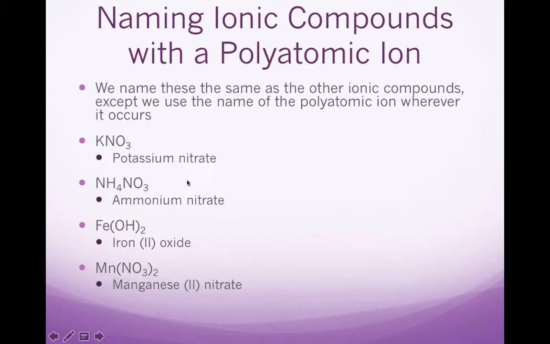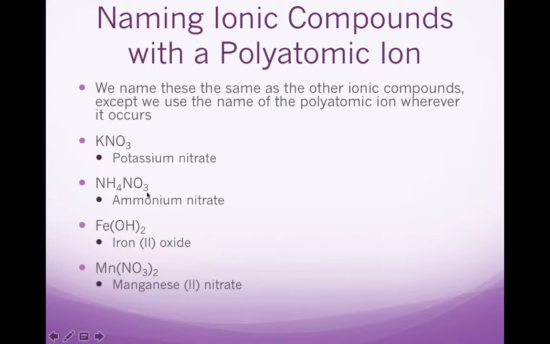Okay, now let's talk about naming compounds with the polyatomic ion. So we name these the same as other ionic compounds, except we use the name of the polyatomic ion wherever it occurs. We don't have to change any suffixes. So KNO3 is potassium nitrate. K is potassium, NO3 is nitrate.